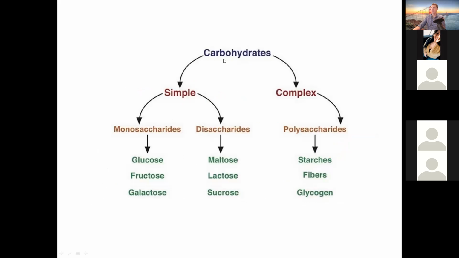Okay, so carbohydrates can be split up into two groups. We have simple carbohydrates, which are monosaccharides and disaccharides, and complex carbohydrates, like polysaccharides. So we have glucose, fructose, and galactose for our monosaccharides, maltose, lactose, and sucrose for disaccharides, and then starches, fibers, and glycogen for polysaccharides.